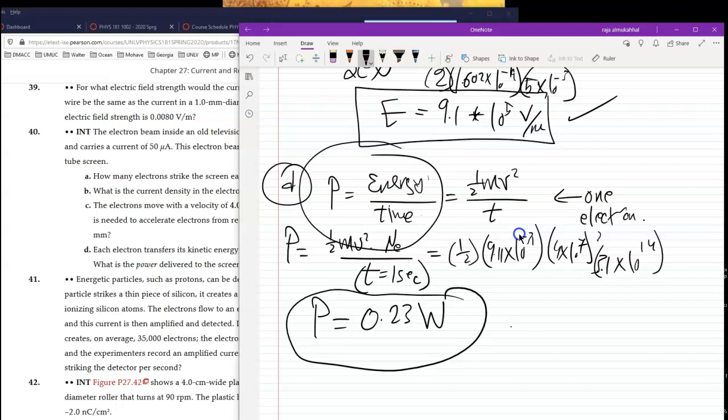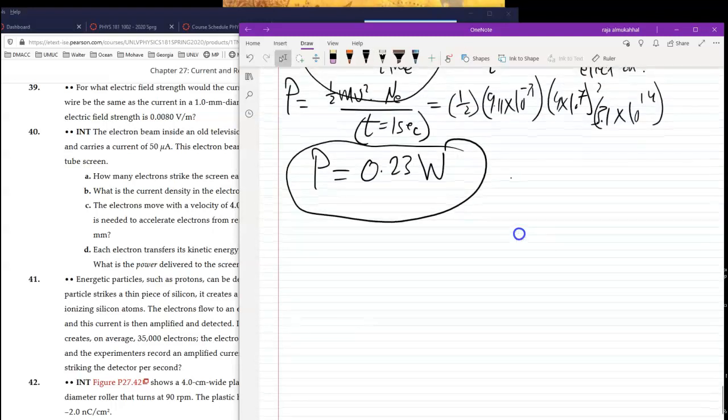Got it? Okay, the last problem, which is kind of short, number 43, and then we'll call it a day here. I think I covered everything in the chapter. So 43, let me switch to 43.